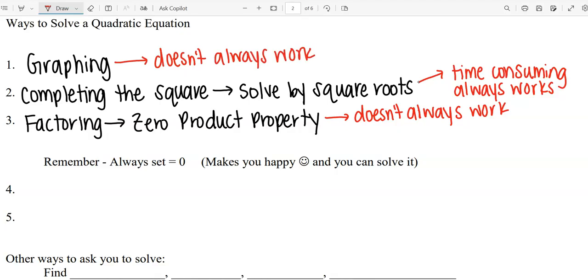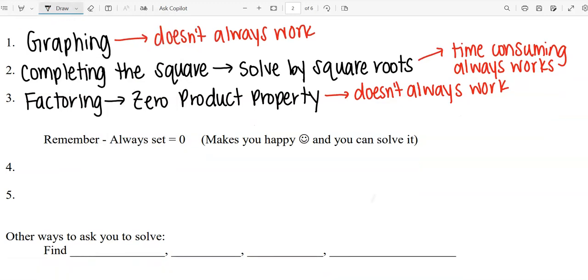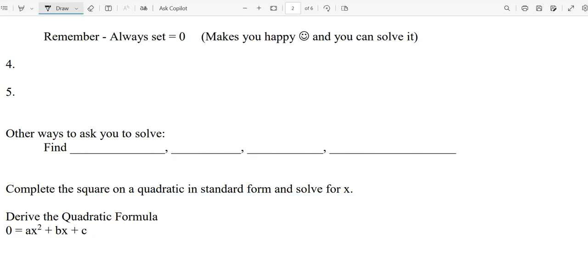So right now, graphing, if it works out, is really nice, fast. Completing the square always works, but it's time consuming. Factoring doesn't always work. Sometimes it's fast. What about the fourth way? This one is not something that we've really mentioned out of the gate, but if it's already in vertex form, then we can extract the square.